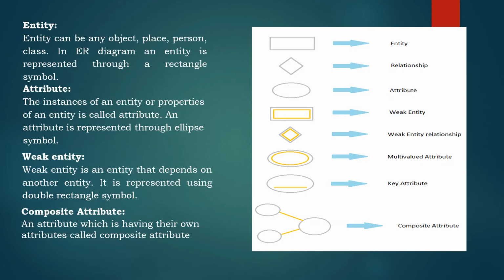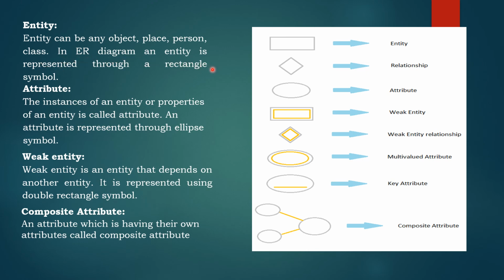Then these definitions will support you for 1 mark as well as 5 marks. Explain ER diagrams. Then 5 marks you can expect, and each definition is possible for 1 mark. What is entity? Entity is a real world object. It may be a place, it may be a person or a class.